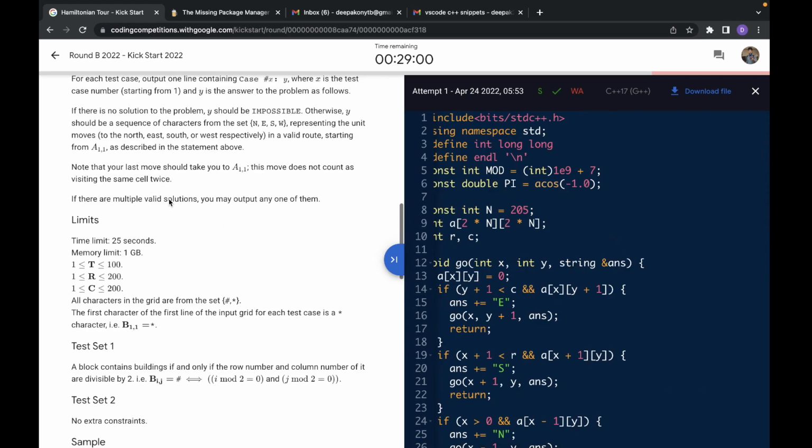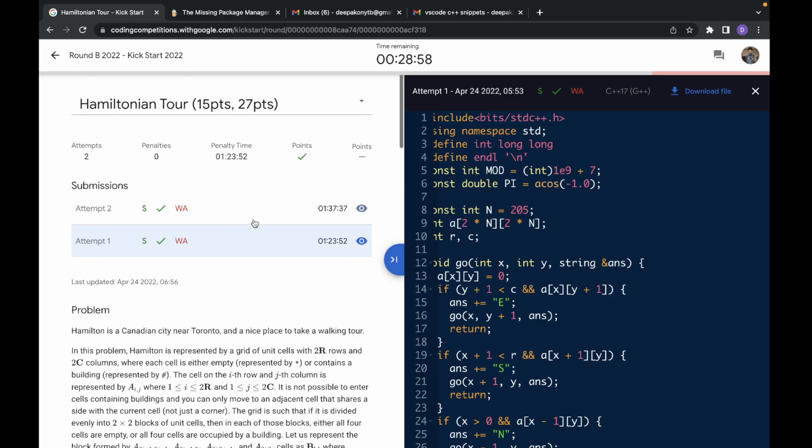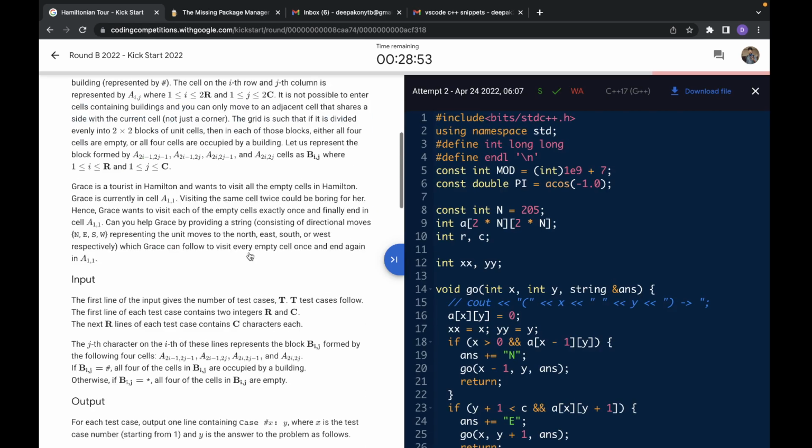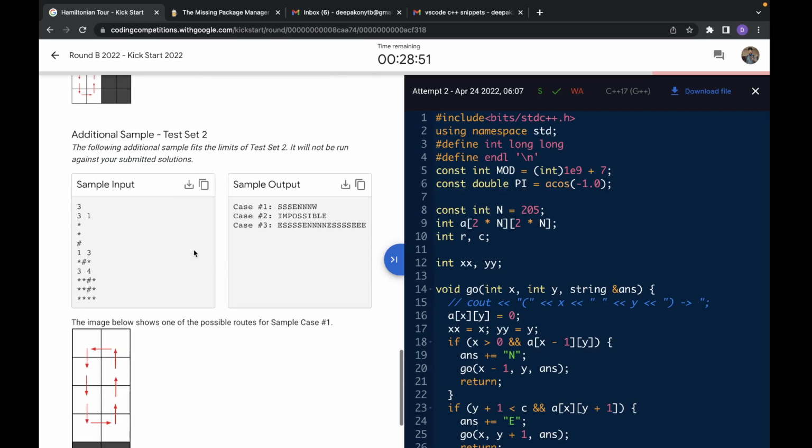I tried to solve the second test set, but I don't think I have any logic for that, because this greedy approach does not work on the second test set. So that's what my solution was for the fourth problem, first test set.